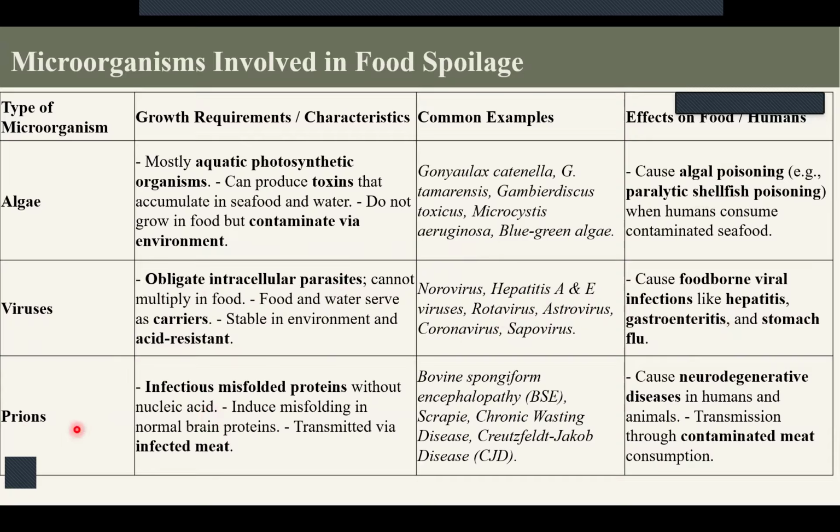Moving to the next one, we have prions. Prions are misfolded proteins. They're mostly present in meat. So when we don't cook meat properly, they have the probability of containing these misfolded proteins that can cause infections. We have bovine spongiform encephalopathy as well as scrapie as examples. They cause neurodegenerative disorders and they're mostly present in contaminated meat. So this is a small overview of what are the types of microorganisms that can be present in the food samples that can cause spoilage.